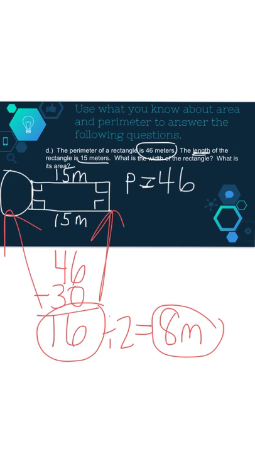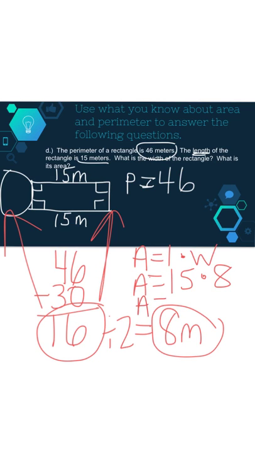Now let's look at area. The area of a rectangle is length times width. We know now that the length is 15 and the width is 8. So we just do 15 times 8. Therefore, the area is 120 meters squared. Don't forget it's squared because it is area.